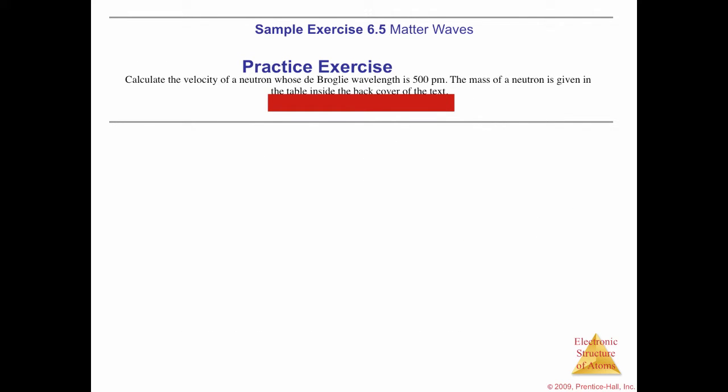Practice exercise. Calculate the velocity of a neutron whose de Broglie wavelength is 500 picometers. The mass of a neutron is given in the table inside the back cover of your text. Be sure to watch your units.